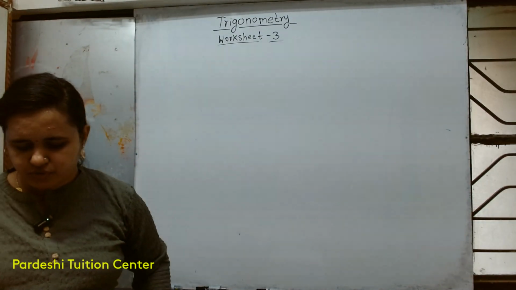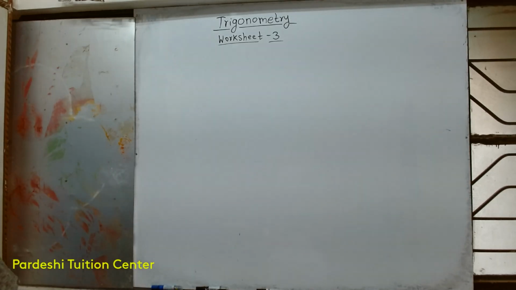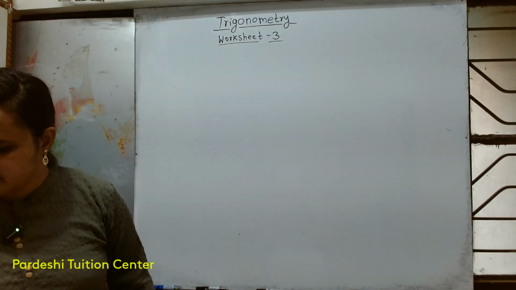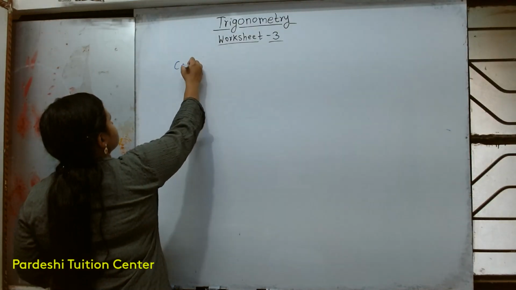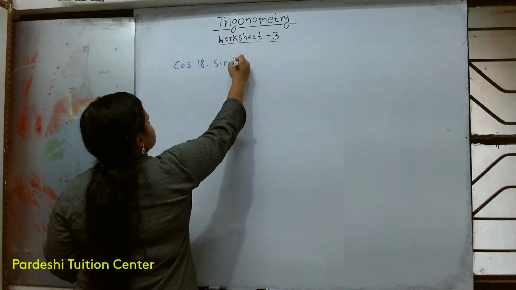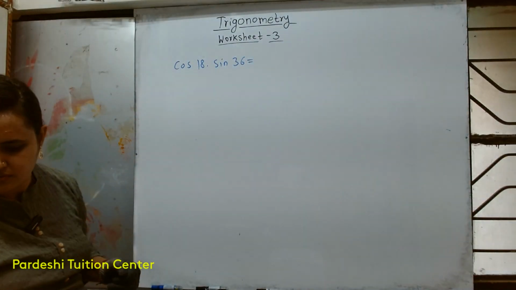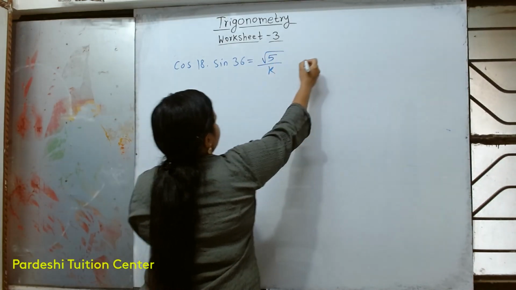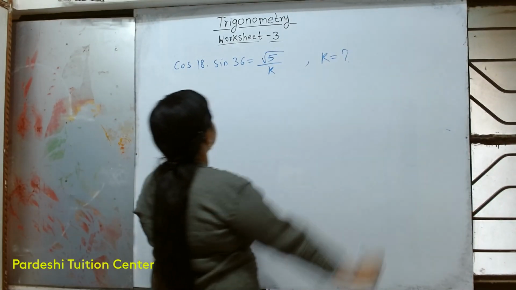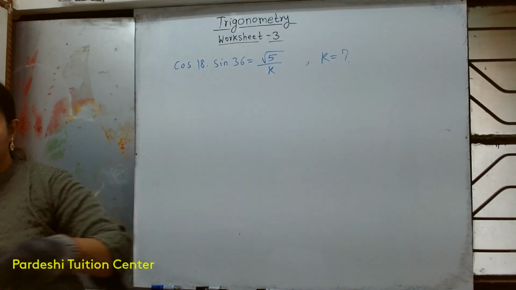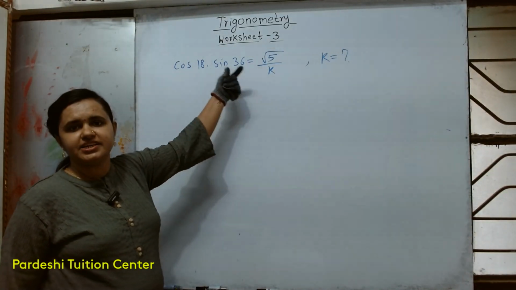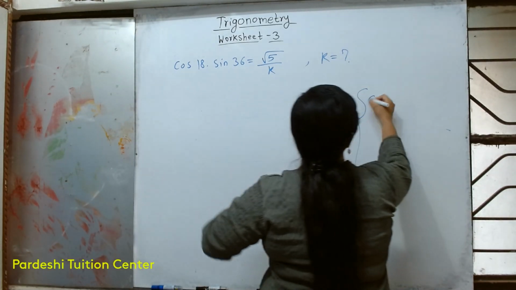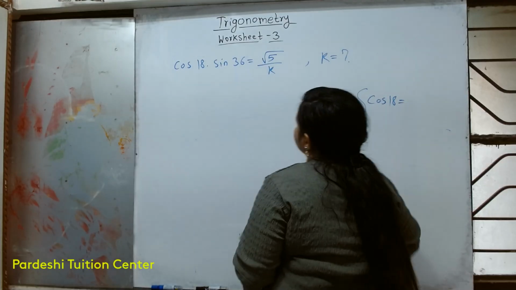Now question 24. Question 24 is cos 18 sin 36 equals root 5 by k, and we have to calculate the value of k. Again it is very easy. You have to just put in the values of cos 18 and sin 36. We have written the values of these in the formulas. Just go and check the videos.